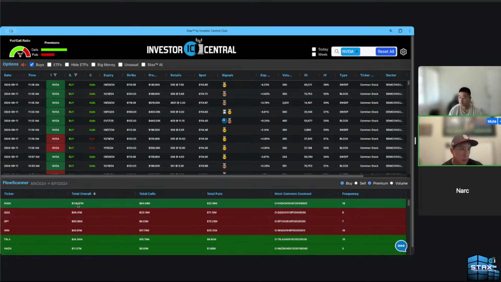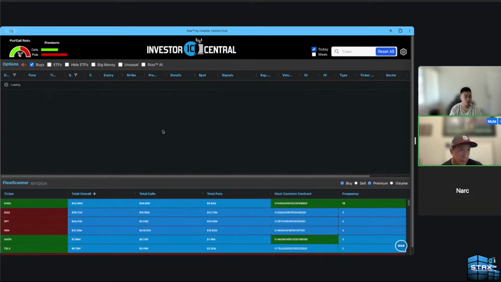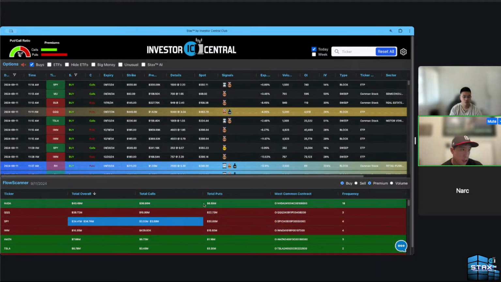But you may have noticed overall $106 million of premium over here, with it heavily weighted toward the call side. Now, if I were to just go ahead and click on today, you'll quickly notice that it's going to make that adjustment for what came in today. Look at that, 36.9 million calls to only about 6.5 million puts. So you can see they're heavily weighted toward the call side. And as you can see, if you guys pull up the NVIDIA charts, we've rallied quite a bit, headed upwards.